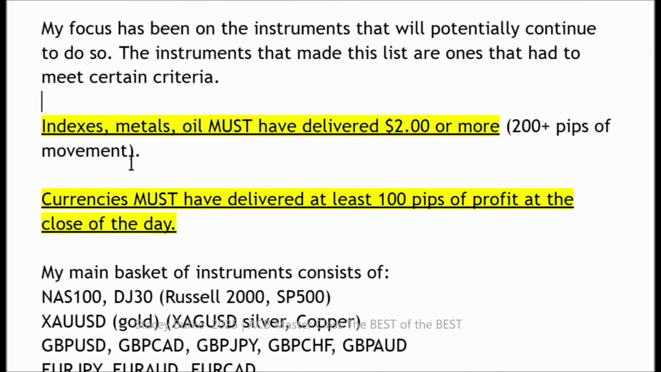Now, to be on this list, indexes, metals, or oil must have delivered at least $2. The setup must be set up to deliver at least $2, 200 pips, whatever you want to call it, or more. Now, typically, if it's a 3-level movement, we're going to get 250 to 300 or $3 minimum on these ACB templates. Currencies must have delivered at least 100 pips of profit by the close of the day, give or take a couple of pips.